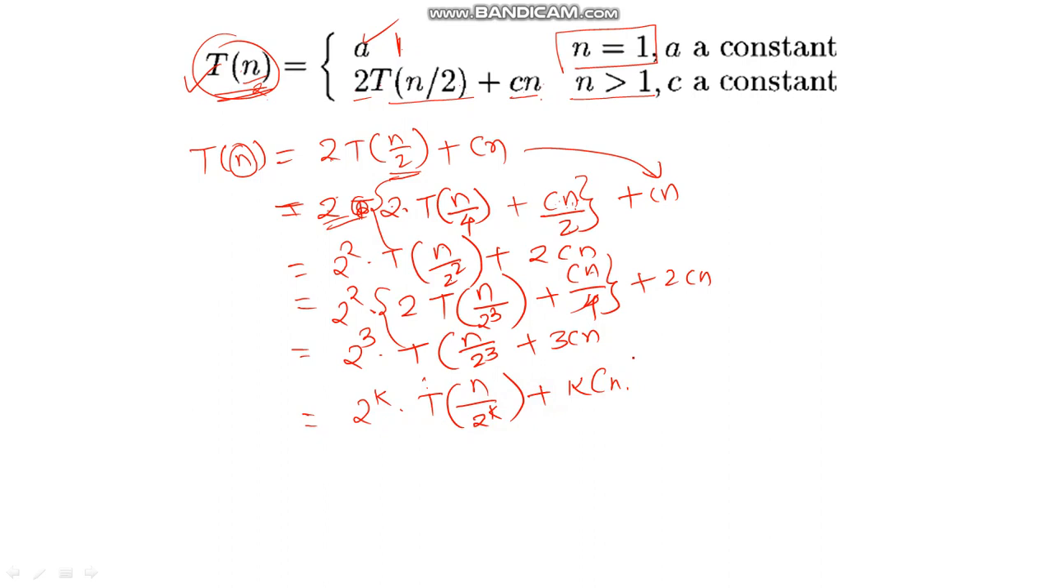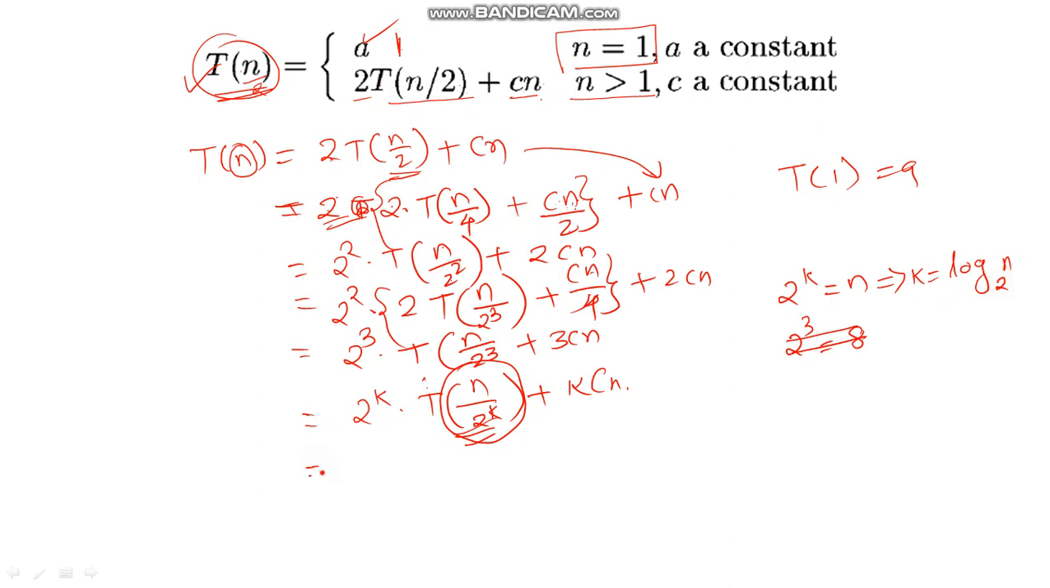So now what I know is T of 1 is constant, that is equal to a. I want to make this particular term T of n by 2 raised to k equal to 1. So what I will do is substitute 2 raised to k equal to n. For example, 2 raised to 3 is equal to 8, so if n is 8, 2 raised to k is equal to 8. Then if 2 raised to k is equal to n, it means that k is equal to log n. Wherever there is a k, that will be log n to the base 2.